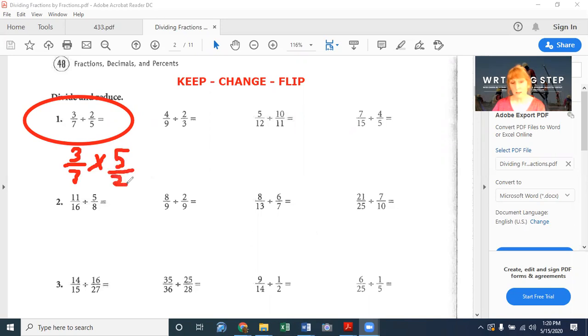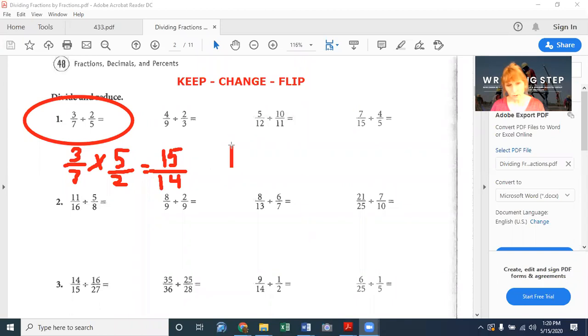I don't see anything that's going to cancel. So I'm going to just multiply across the top. 3 times 5 is 15. And across the bottom, 7 times 2 is 14. So now I have 15/14. Now that's an improper fraction, so I don't want to leave it like that. So you're going to notice that with these, a lot of times you're going to have to do a little bit more after you get to your answer here.